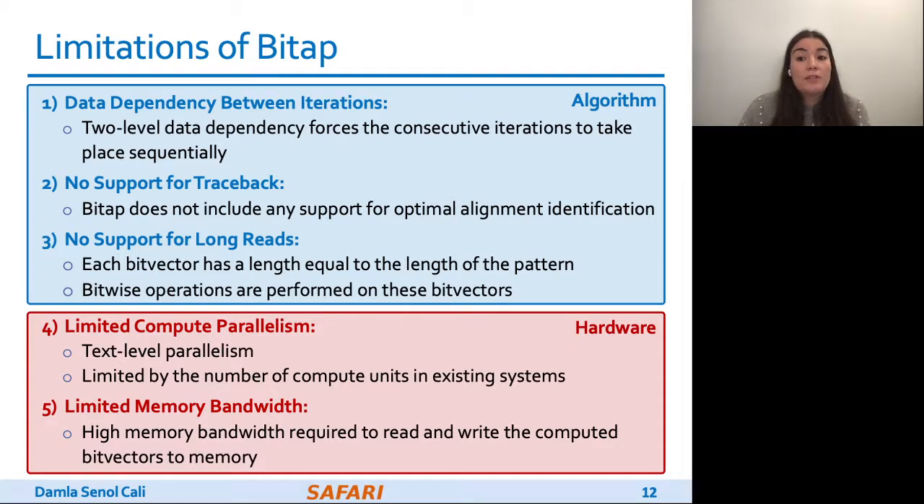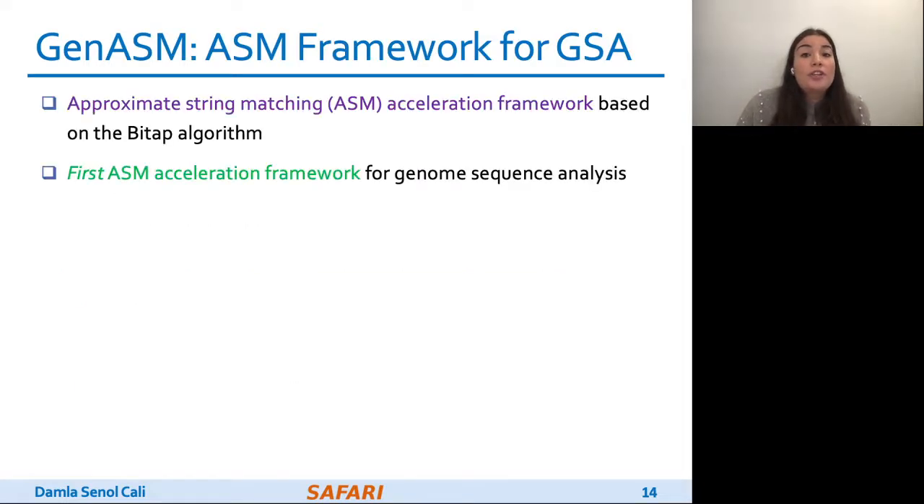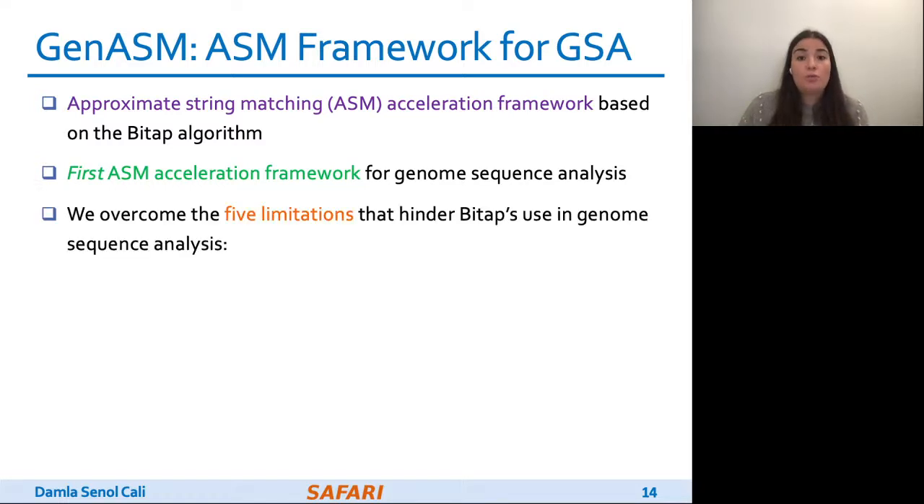In order to overcome these limitations and design an efficient accelerator, we find that we need to both modify and extend the Bitap algorithm and also develop specialized hardware that can exploit the new opportunities that our algorithmic modifications provide. To this end, we propose GenASM, an approximate string matching (ASM) acceleration framework for genome sequence analysis. To our knowledge, GenASM is the first ASM acceleration framework for genome sequence analysis, and it is also the first that enhances and accelerates Bitap. We make significant modifications to Bitap in order to overcome those 5 limitations.